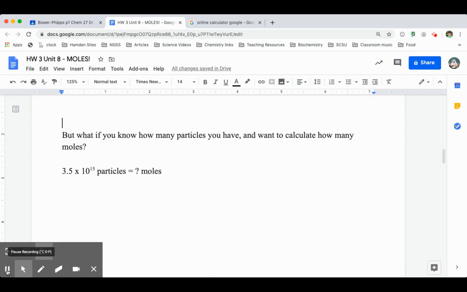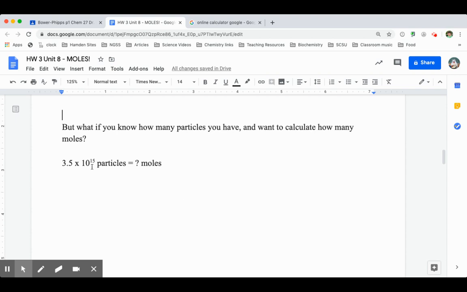All right. But what if you know how many particles you have and you want to calculate how many moles? Then you can turn the particles into moles by sort of doing this backwards. So if we have 3.5 times 10 to the 15th particles, I know that I want the particles to cancel out. So I want moles to be the units that I get at the end. So I put moles on the top. And underneath is where I'm going to put my 6.02 times 10 to the 23rd.